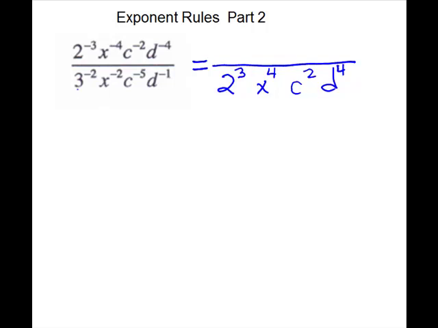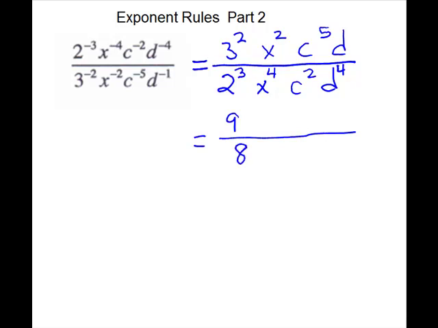Everything that's on the denominator goes to the numerator and the exponents become positive. And that's D to the positive 1. For your numbers, you have to actually raise them to the power and work them out. So 3 squared will give us 9. 2 cubed will give us 8, and that does not reduce.